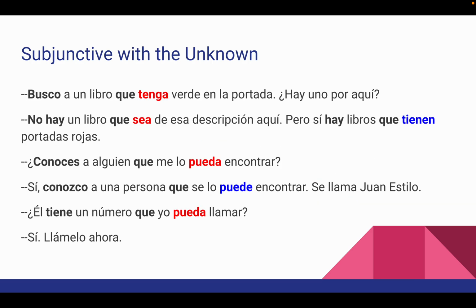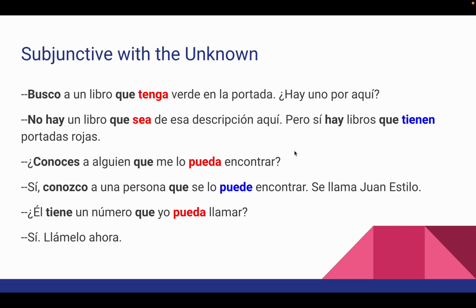Busco a un libro que tenga verde en la portada. Hay uno por aquí. So I'm looking for a book that has green on the cover. Busco, and subjunctive triggering que means this is subjunctive. No hay un libro que sea de esa descripción aquí. So this is an example of where you're saying no hay, then that means that right after the que is subjunctive. Pero sí hay libros que tienen portadas rojas. So I definitely know that there doesn't exist a green cover, so it's subjunctive. I definitely know that there does exist one with a red cover, and so this is indicative.